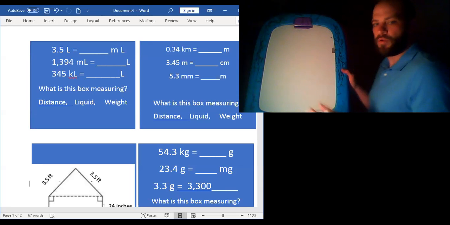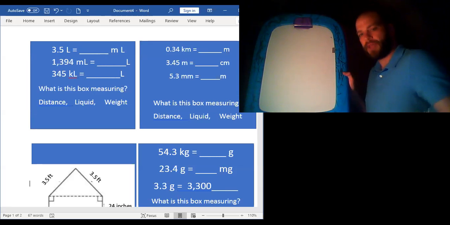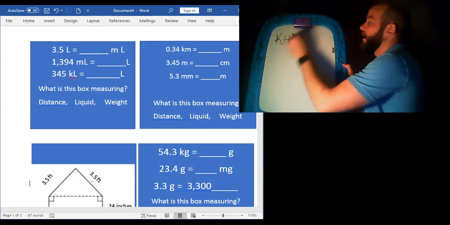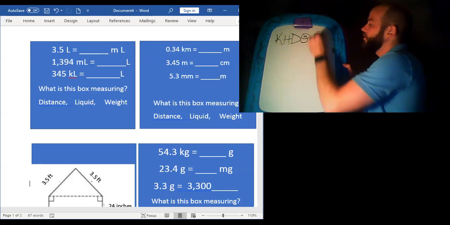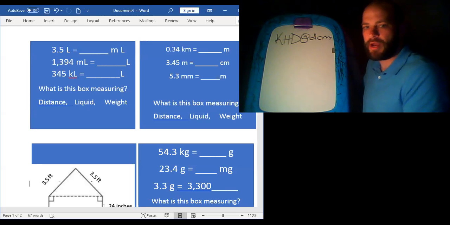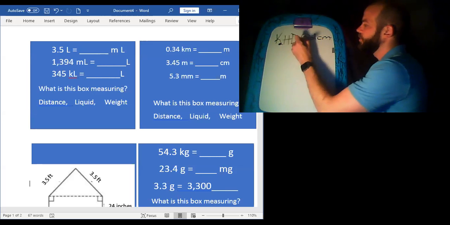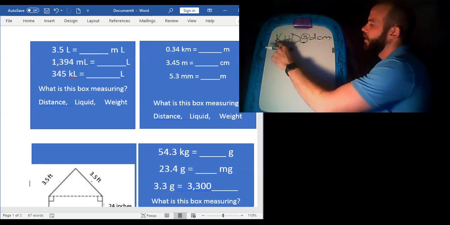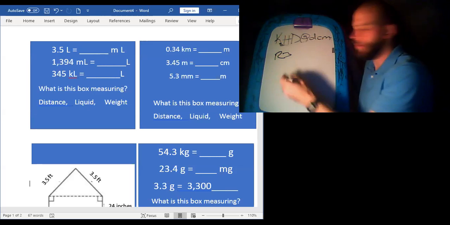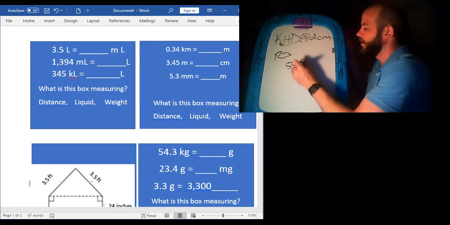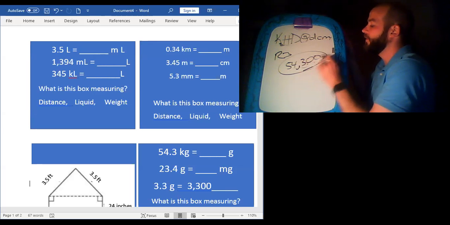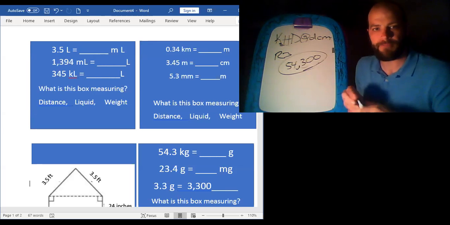All right. We're going from kilograms to grams. So King Henry died by drinking chocolate milk. Everything gets a gram attached to it. We're going from kilo to grams. We're going right 1, 2, 3. And it was 54.3. 1, 2, 3. Turns into 54,300.